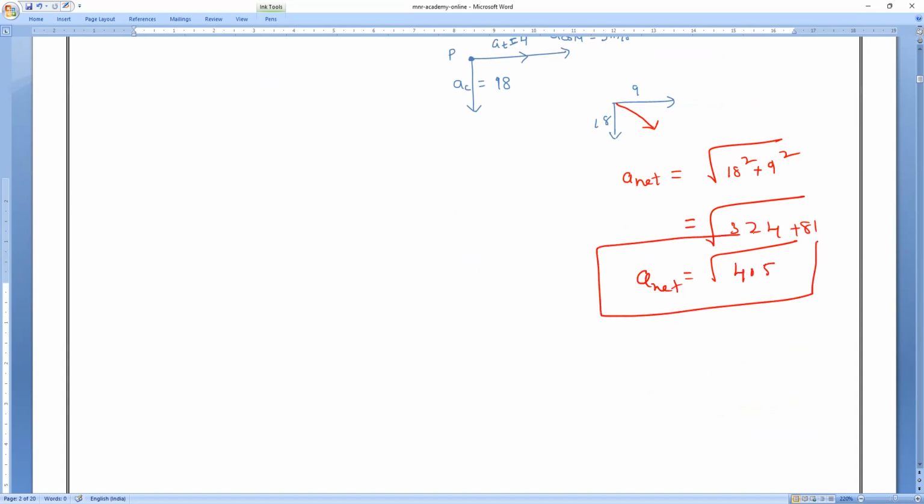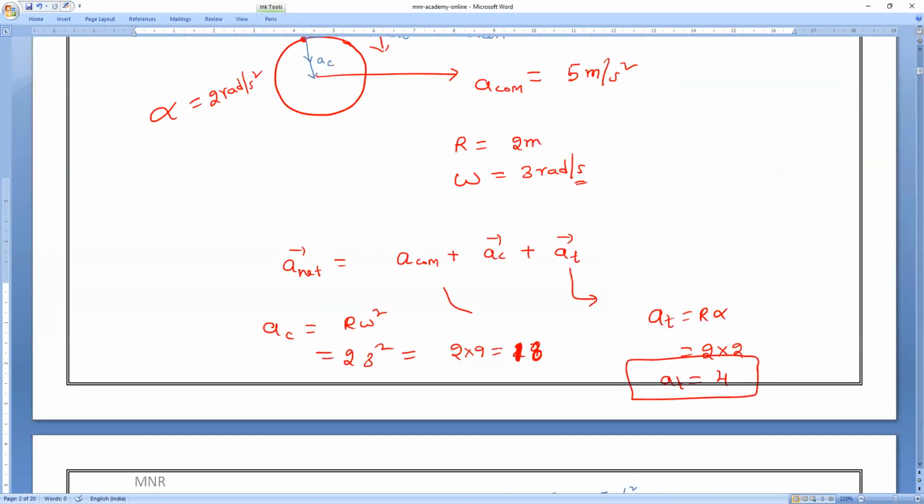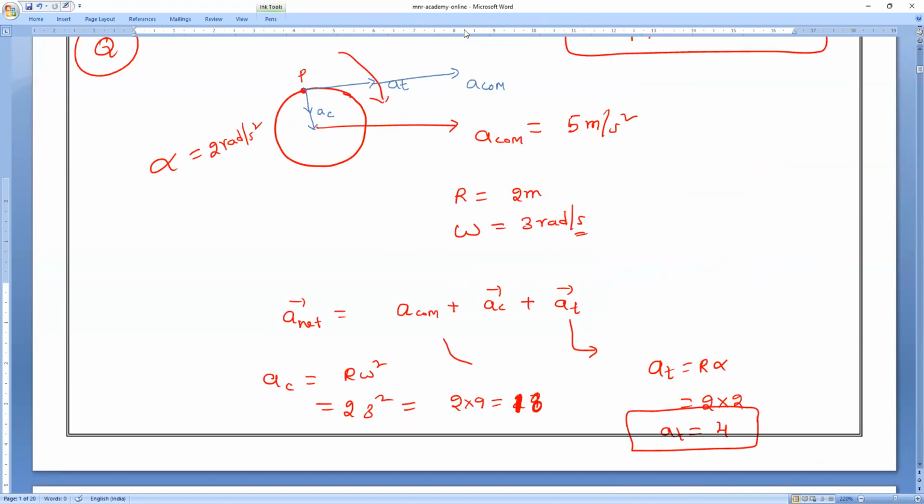So please make sure, that is how you have to calculate the acceleration of any kind of particle in circular motion, that is, translation plus rotational motion. Are you clear, everyone? Hope everybody is clear.